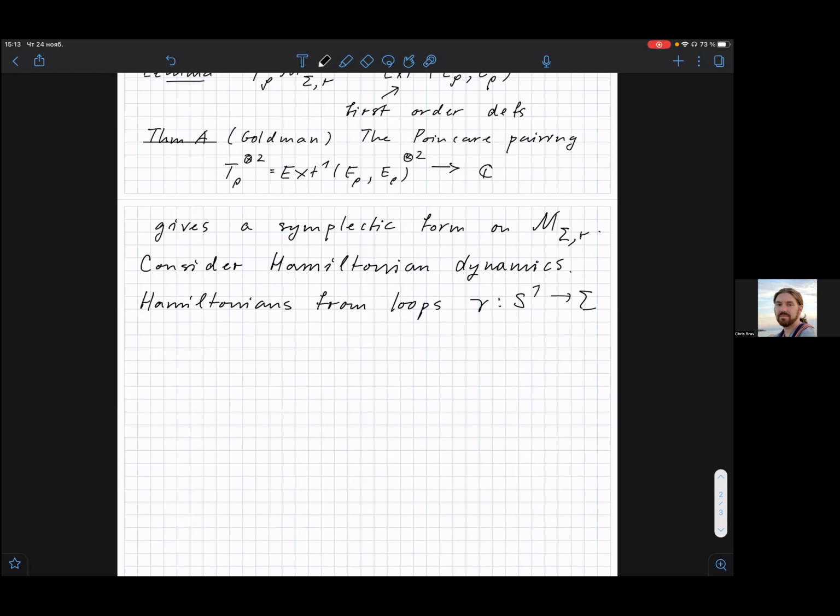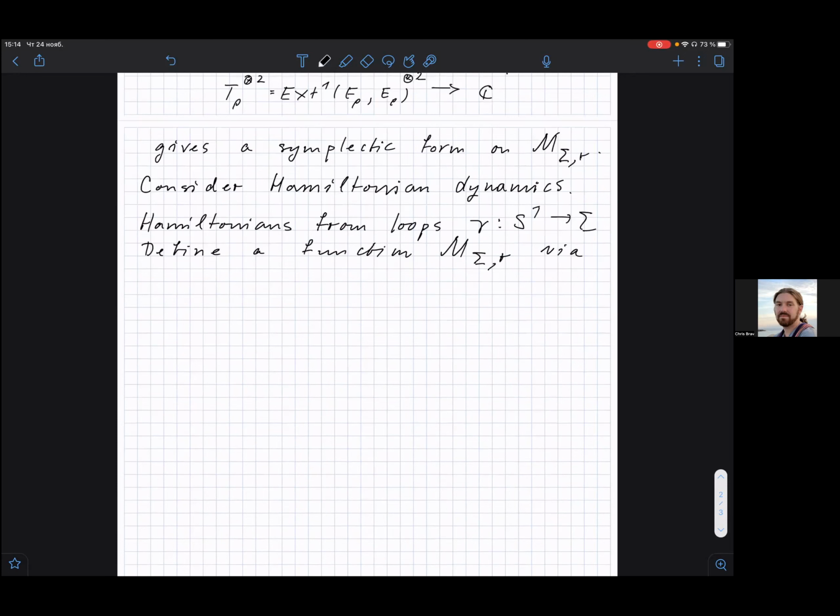And I'm going to associate to this a function. So define a function. Now I'm going to be a little bit floppy and just tell you what it is on the complex valued points, but again, you can do this in families. So it's going to depend on gamma. I'm going to call it big F of gamma. What is its value at a representation?